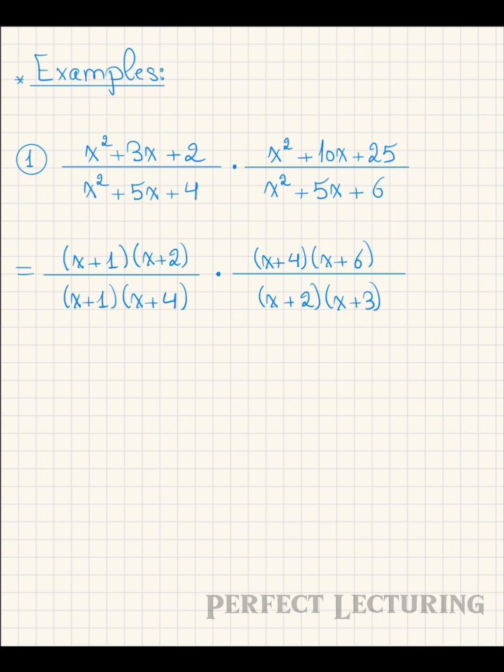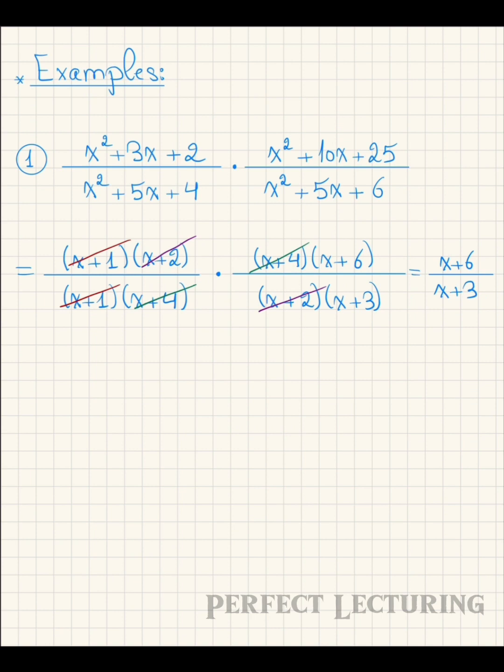Now let us cancel like factors up and down. First of all, we have x plus 1 canceled out with x plus 1. We also have x plus 2 canceled out with x plus 2, and x plus 4 with x plus 4. And the final answer is x plus 6 over x plus 3. That is the simplest possible fraction.